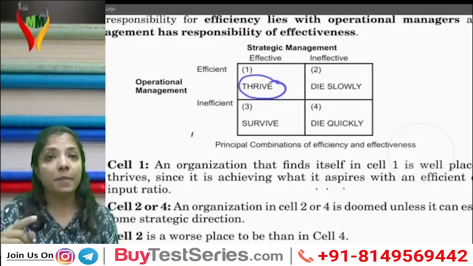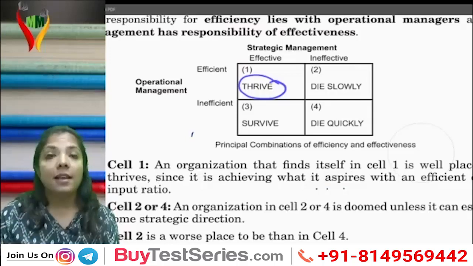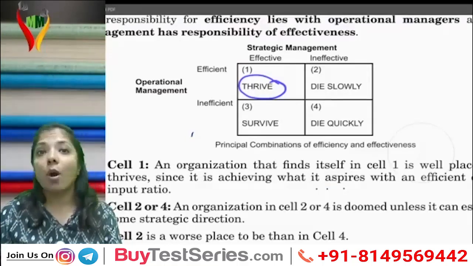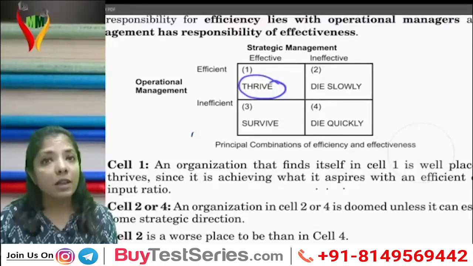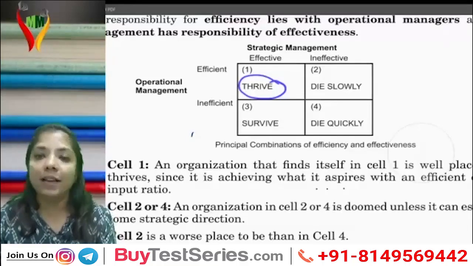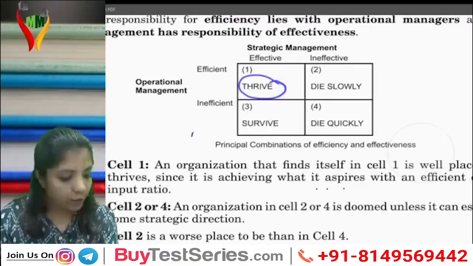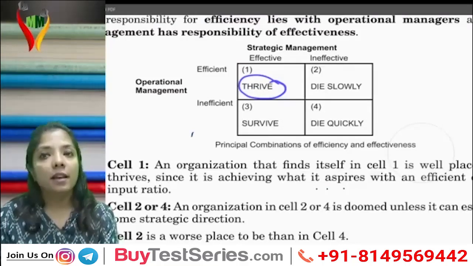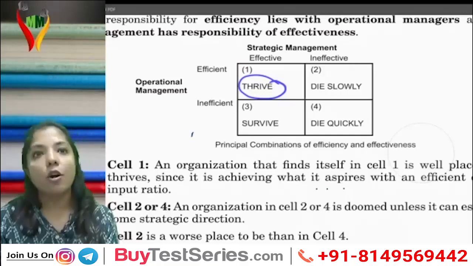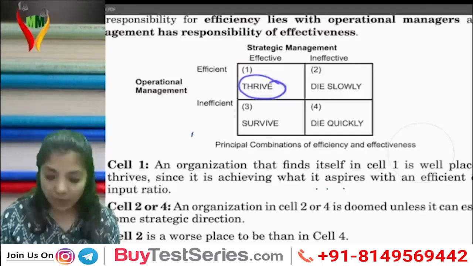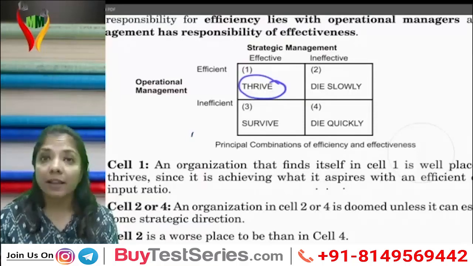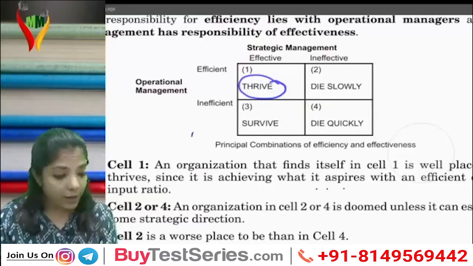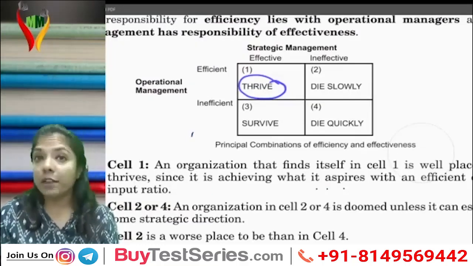Now, tell me which is better. Is 2 better or 4 better? Is die slowly better or die quickly better? Reply. I'm waiting for a reply. 2 is better. Okay. 4 is better.